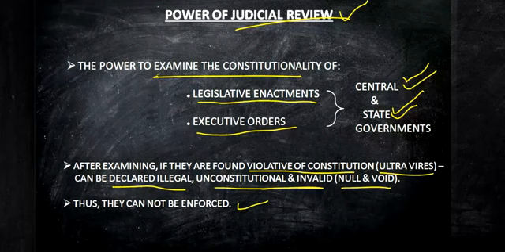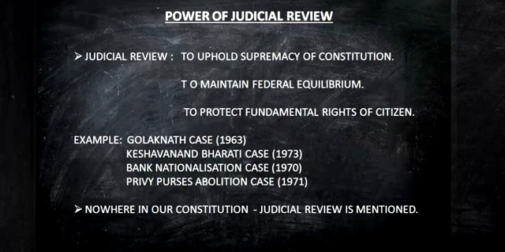Actually, in our constitution, article 13, which article? Article 13 as well as article 136. These two articles have provisions similar to this issue of examining the constitutionality of laws and executive orders of central and state governments. So this issue is mentioned in both these articles, which we call judicial review. But nowhere in our constitution has the term judicial review been used. Is it clear? Now let's move on to the next important issue.